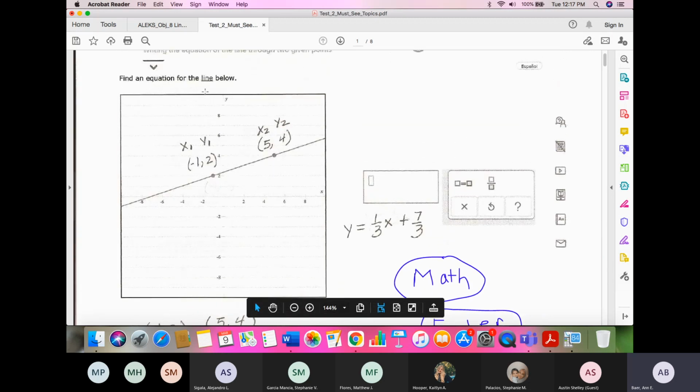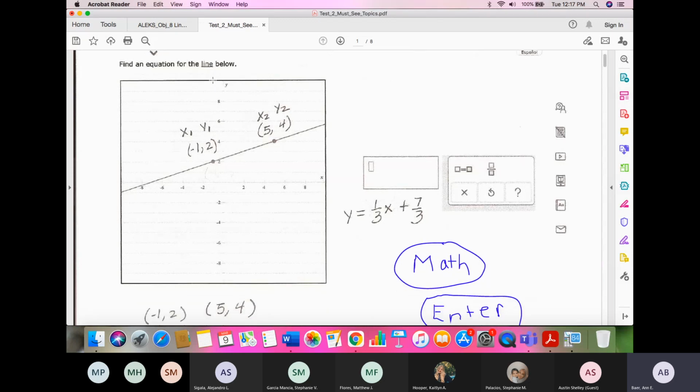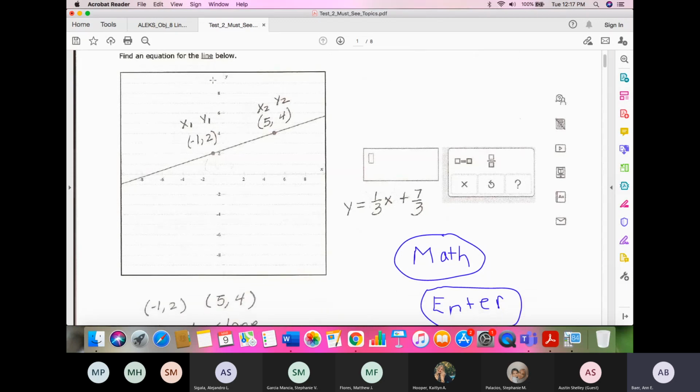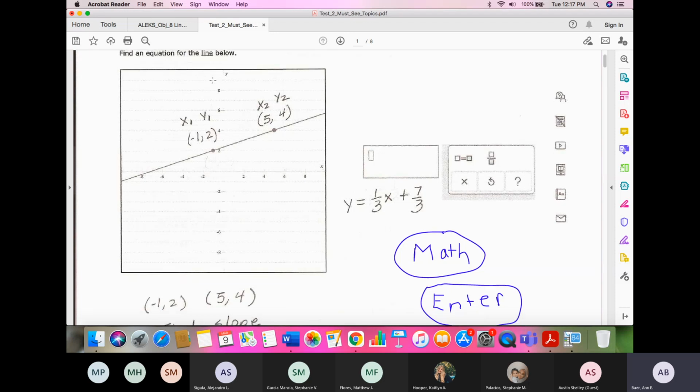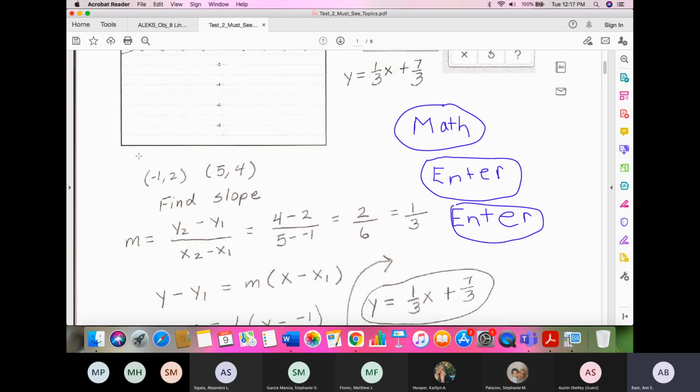And we're asked to find the equation of the line. Well, no matter how we find the equation of a line, we need to find its slope. So let's find the slope first. The slope formula, you definitely need to know that slope formula. So you might want to copy that down. The slope formula is y2 minus y1 over x2 minus x1.